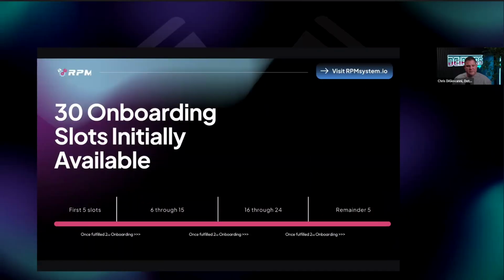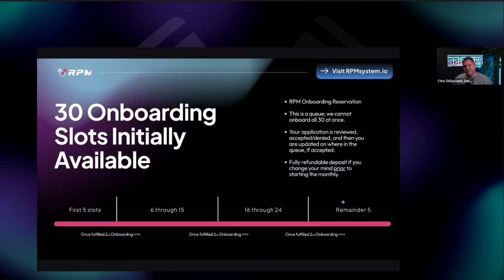As far as slots available, how we are doing RPM is that we have 30 onboarding slots initially available. And so we're going to take the first 5 slots, make sure everything's golden there. And we'll talk about this in a moment, but we've had beta testers for a while now. And then we do the next 10, and so on. And from there, we get through it.